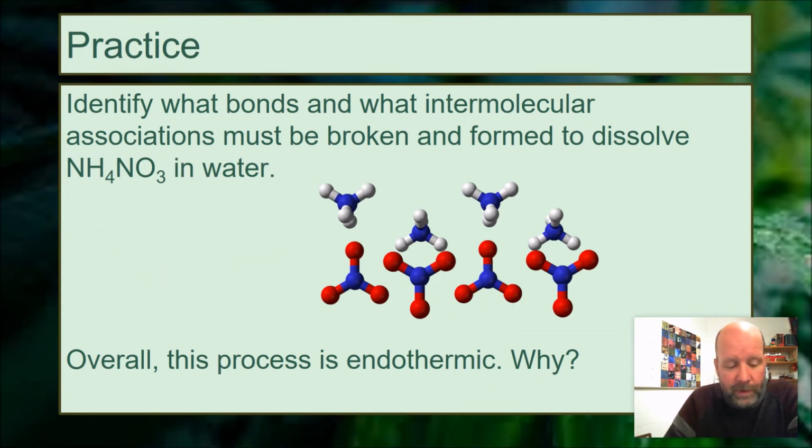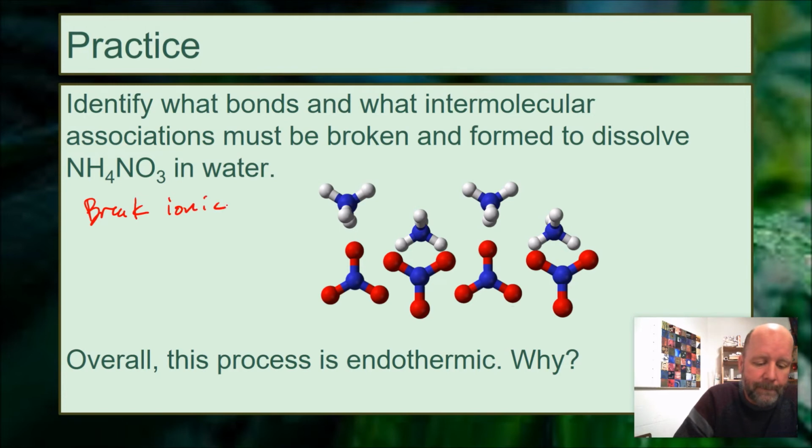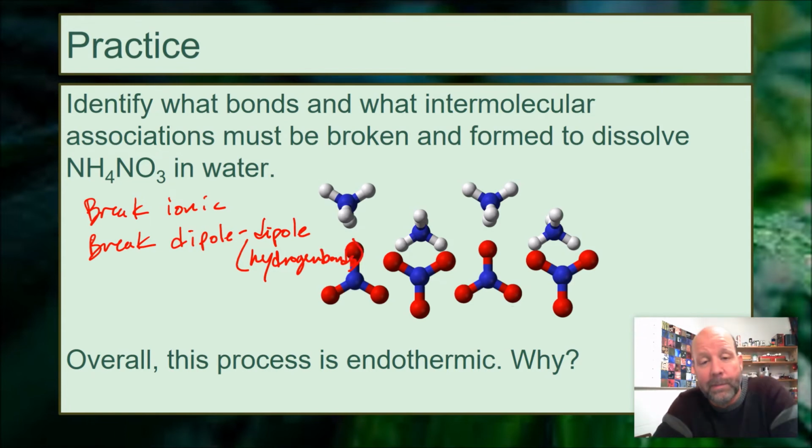So when we're looking at this problem, we're going to see that we've got this solid we're going to break. So we're going to break the ionic bonds, right? We're going to break, again, the dipole, which actually, right, is hydrogen bonds. I didn't say that on the last one, but I should have. Remember, AP really likes, if it's hydrogen bonds, don't just say dipole, say hydrogen bonds. So in this case, we are breaking hydrogen bonds.